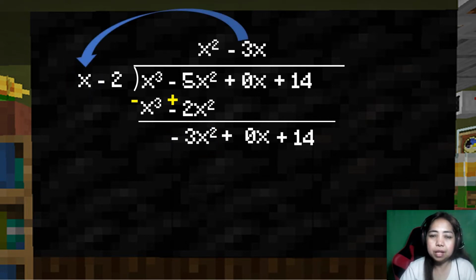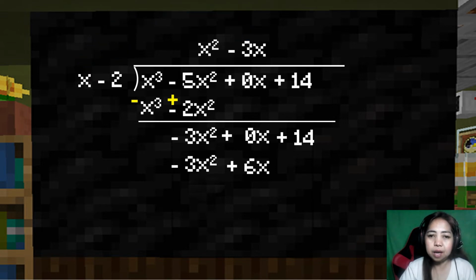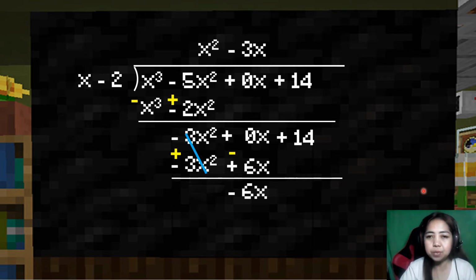we multiply negative 3x times x. So, we have negative 3x squared. And then, we have negative 3x times negative 2 is positive 6x. Next, we will subtract and bring down. So, change sign muna tayo. Negative will become positive, and positive will become negative. So, negative 3x squared plus 3x squared, cancel na, 0 na yon. But we have here 0x minus 6x is negative 6x. And then, bring down natin yung 14. Next step, ito naman yung ating pan-divide.